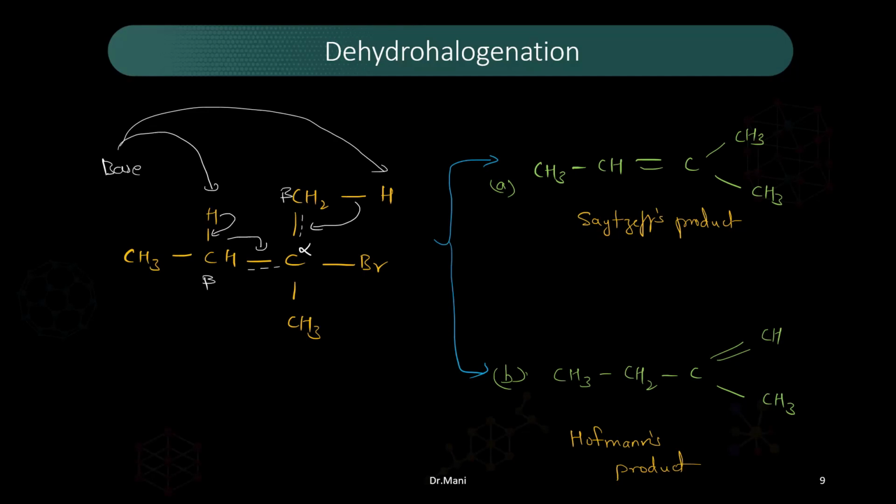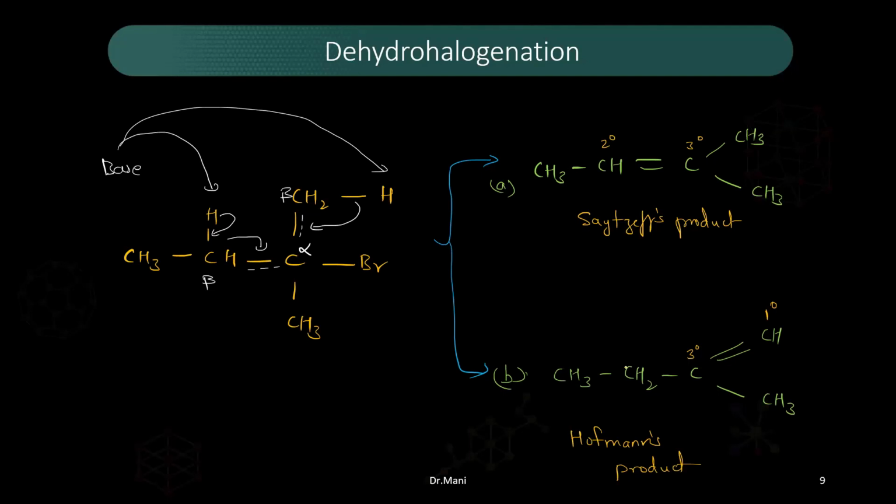If you see this carbon, what is this carbon? Primary or secondary? This is primary and this is tertiary carbon. And if you see this one, this is tertiary and this is secondary carbon. Okay.